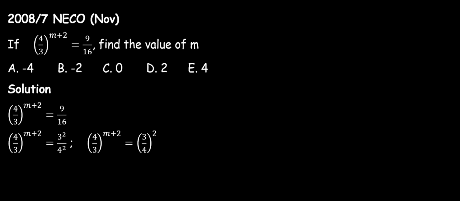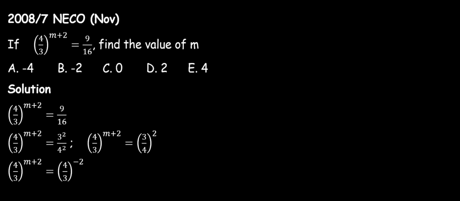Next, let us invert the value at the right hand side, which is 3 over 4, to 4 over 3, and reflect it in the power. We now have 4 over 3, introduce our bracket, raised to power m plus 2 will be equals to 4 over 3 raised to power minus 2. What we have just done is mathematically correct.